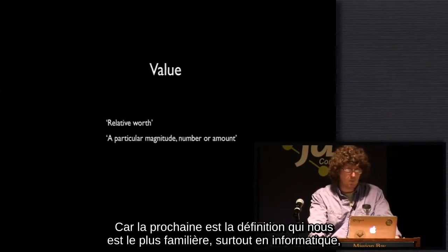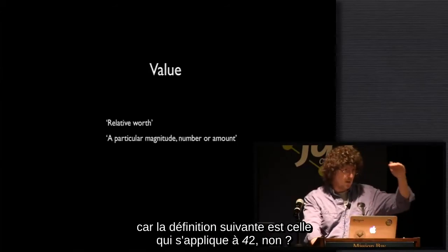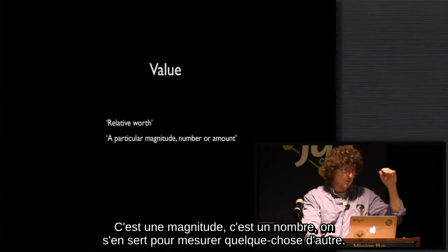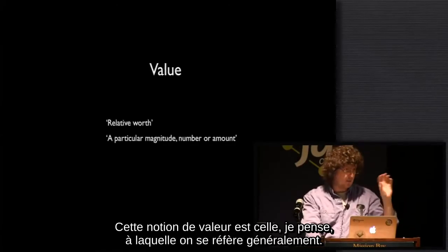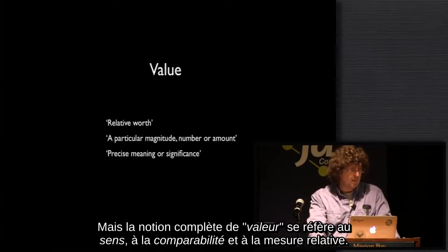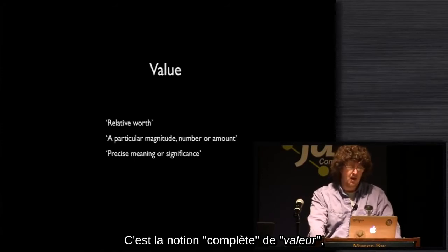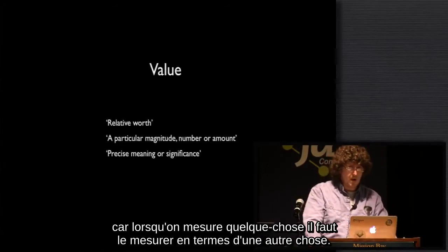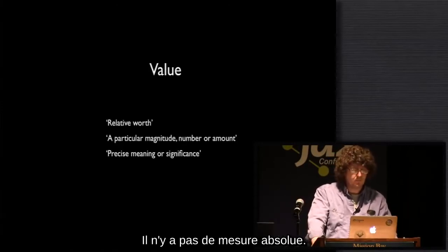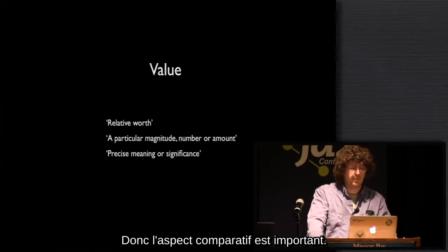Because the next thing is the one we probably are most familiar with, especially in computers, because this next definition is the one that applies to 42. It's a magnitude, it's a number, it's something we use to measure something else. And that notion of a value, I think, is the one we're most readily able to adapt. But again, the bigger notion of value is about meaning and about comparability and about relative worth. Because when you measure something, you have to measure it in terms of something else. There are no absolute measurements. So the comparing part is important.